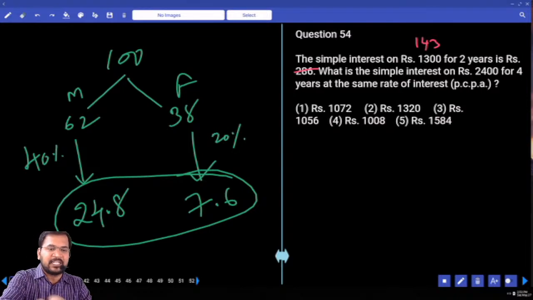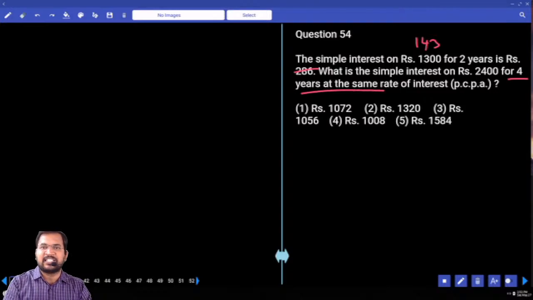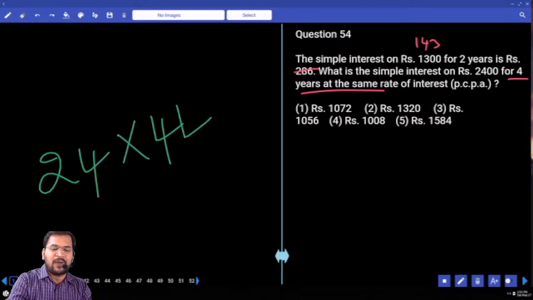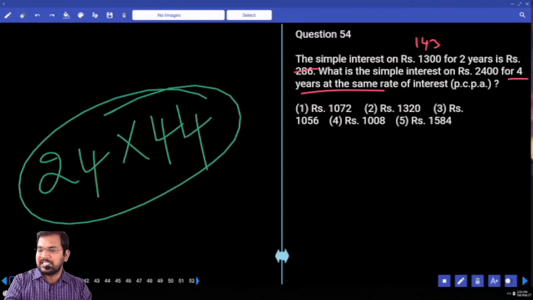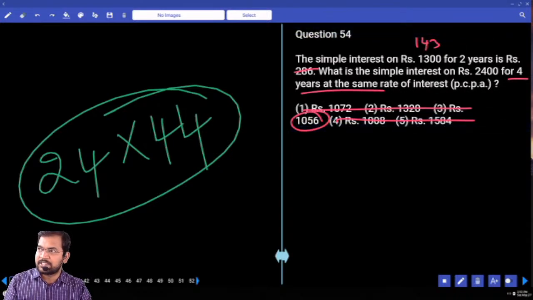So now we need simple interest for 4 years. 4 years is 44%. 1% is 24. 44 into 24. The answer ends with 6. How many options are there? That is your answer.